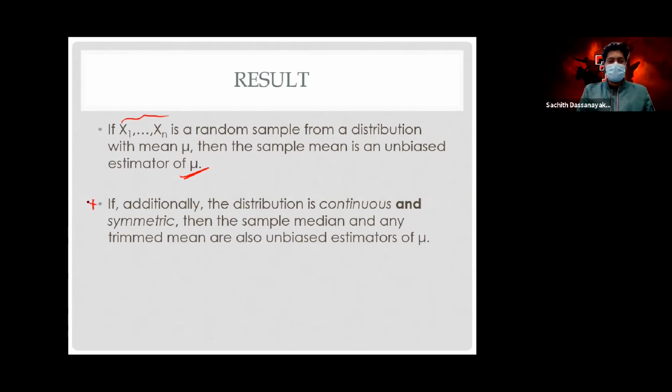This is a special case. If the distribution is continuous and symmetric, like the standard normal distribution, then the sample median, which is x tilde, and any trimmed mean, like a 5% trimmed mean, are also unbiased estimates of mu. This is just a note.